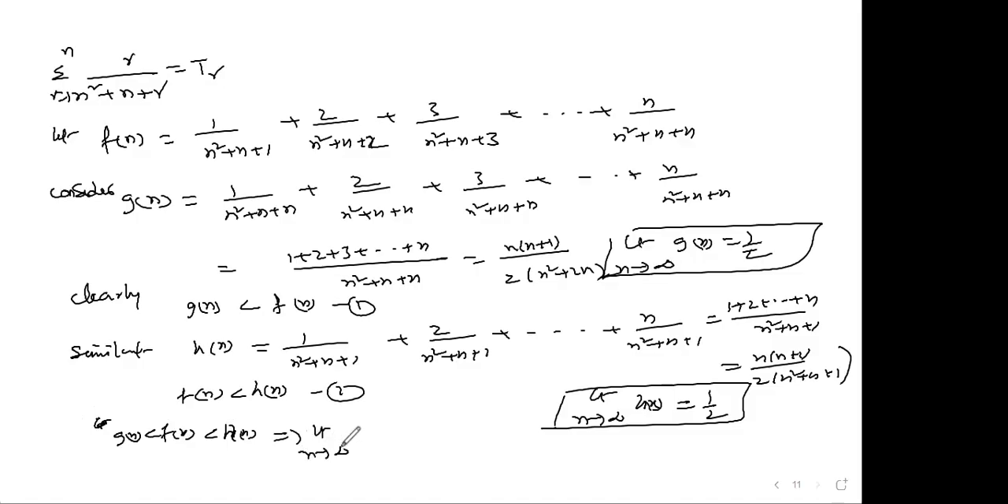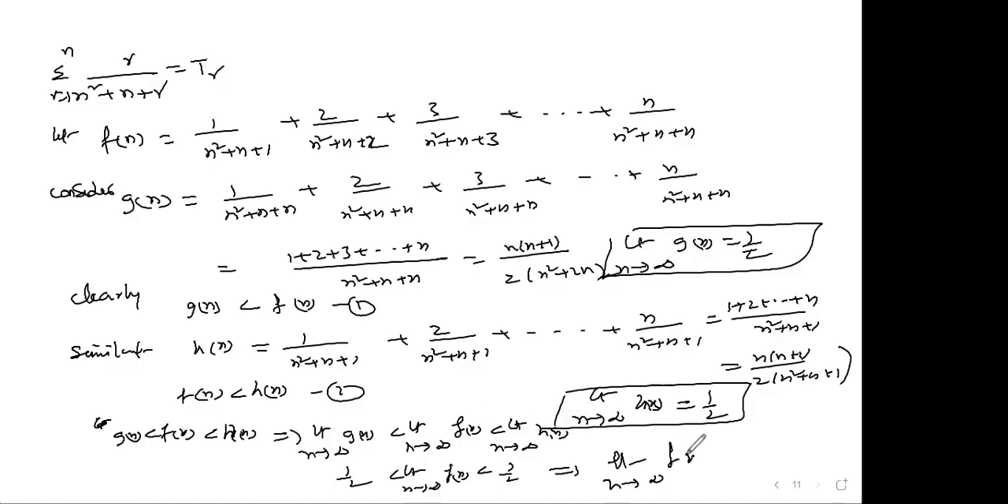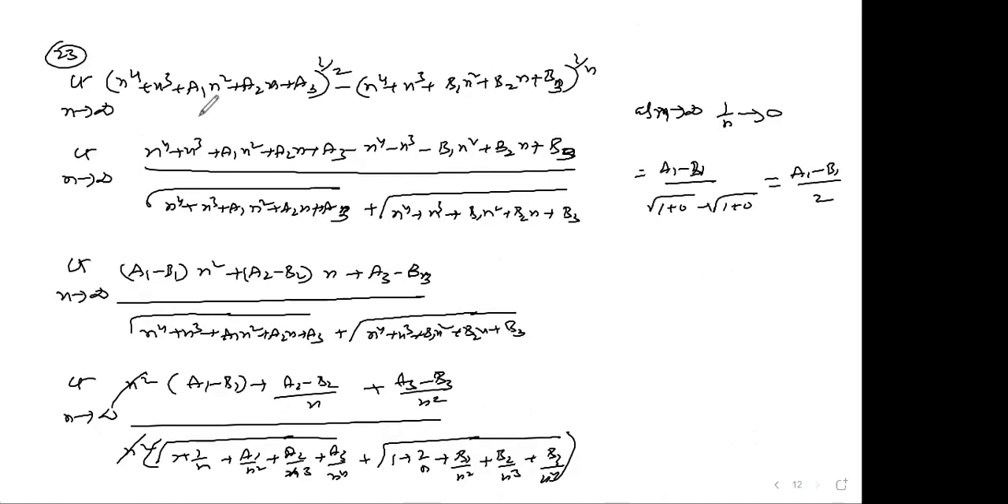Limit n tends to infinity g of x less than limit n tends to infinity f of x less than limit n tends to infinity h of x. As you know, this is 1 by 2, and this is also 1 by 2. According to the sandwich theorem, limit n tends to infinity f of n is also 1 by 2. So, a wonderful question. Getting that idea will take time, it is a lengthy question, but it is the easiest one.